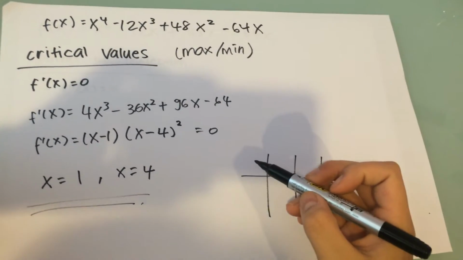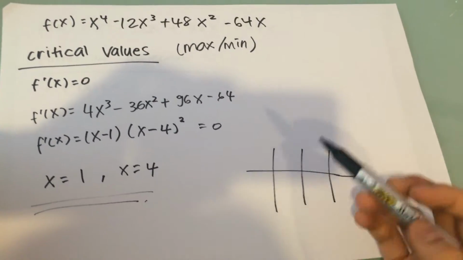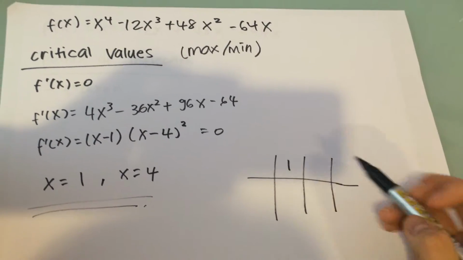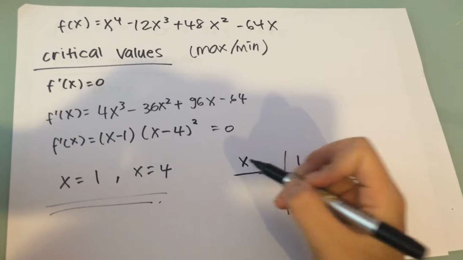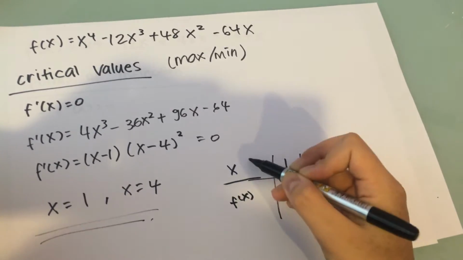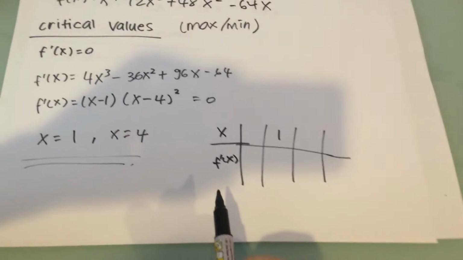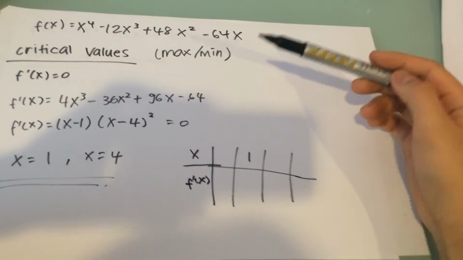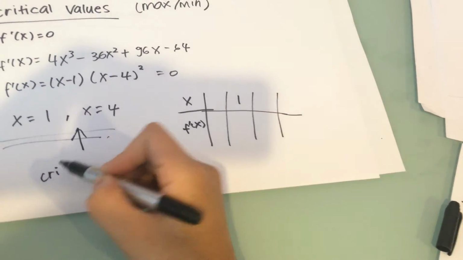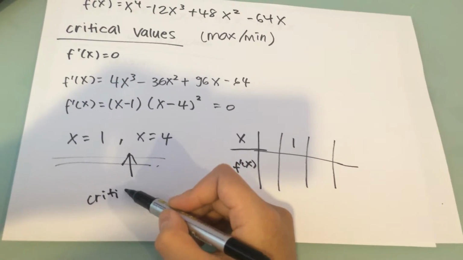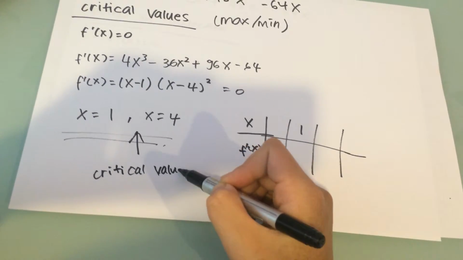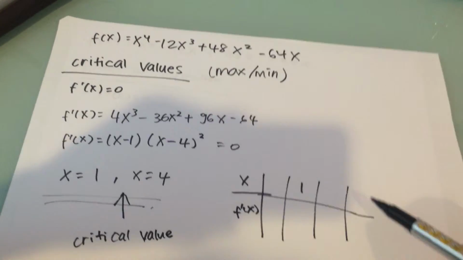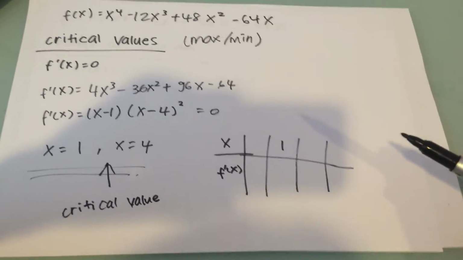So you plug in the values. This table has the x value, the f of x, and the f prime of x. This is how you find the maximum and the minimum. So these are the critical values. After you find the critical values, to find the maximum and the minimum, you need to use this table here.